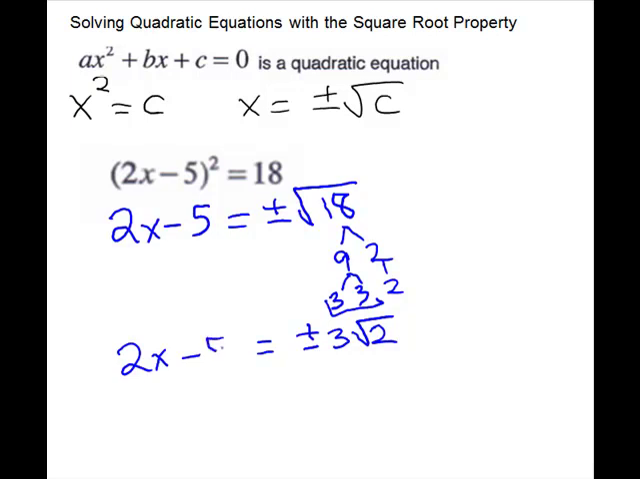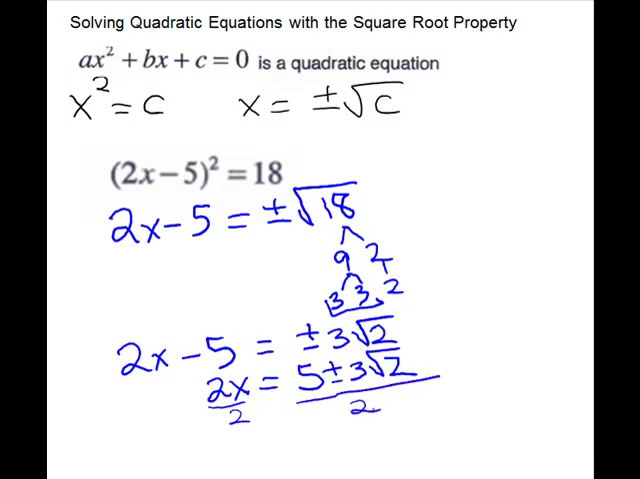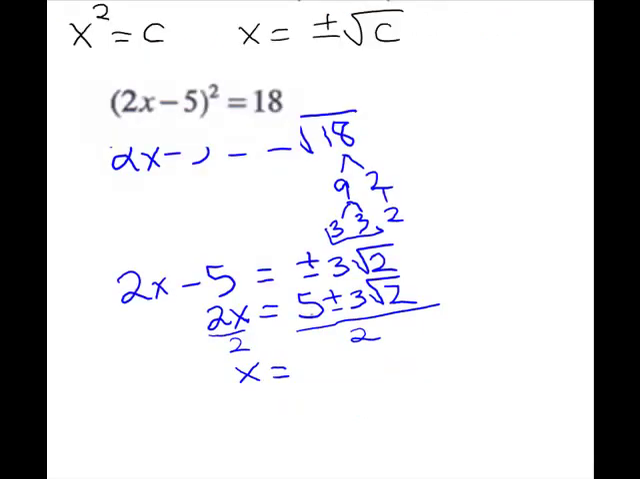So we have 2x minus 5 equals this. Add your 5 to both sides, so 2x equals 5 plus or minus 3 times the square root of 2. And you still have to isolate your x. So now divide out your 2, and it will just leave x equals 5 plus or minus 3 times the square root of 2 over 2. You cannot simplify the 2 with anything. You can't go from here underneath the radical. So leave it just like this.